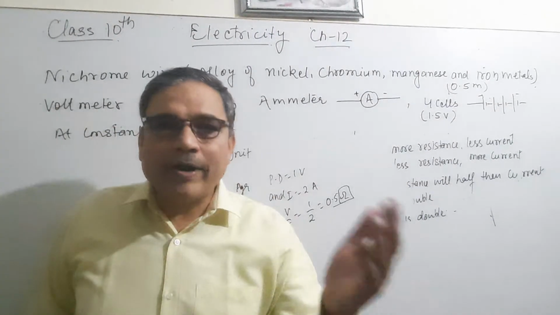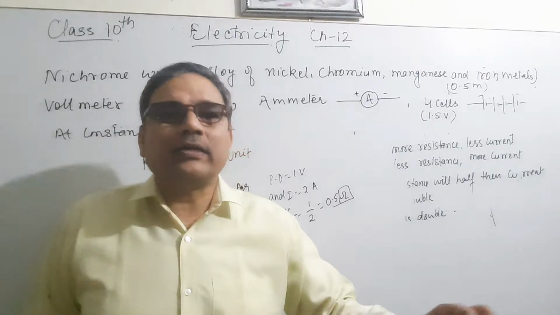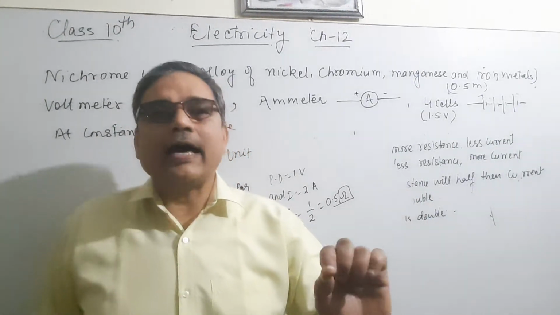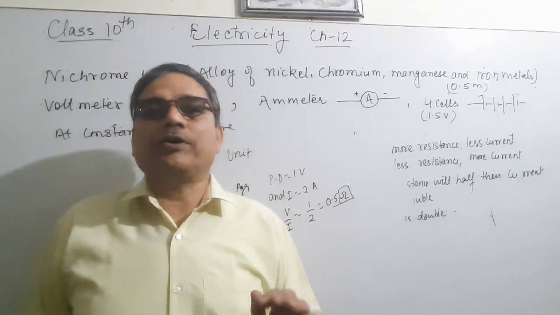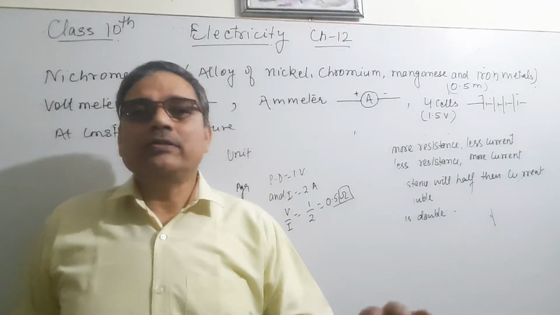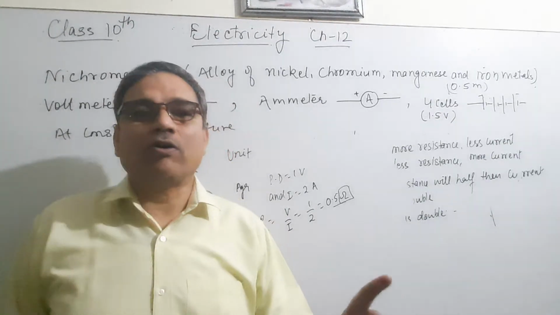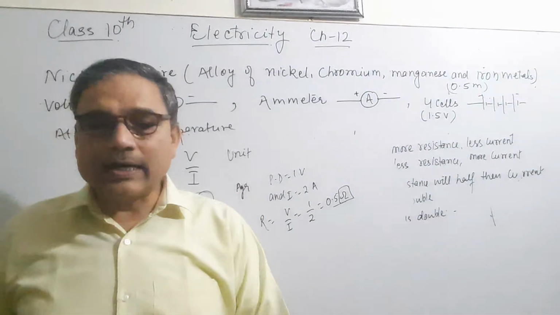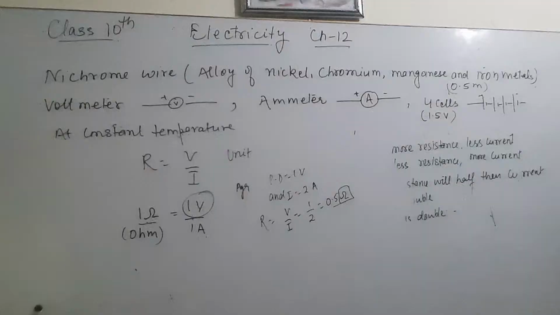An ammeter is an instrument which allows the electric current to pass, meaning the ammeter has negligible resistance because it is allowed to pass the current. Zero means negligible resistance. Of which instrument? Ammeter. Ammeter has negligible resistance.